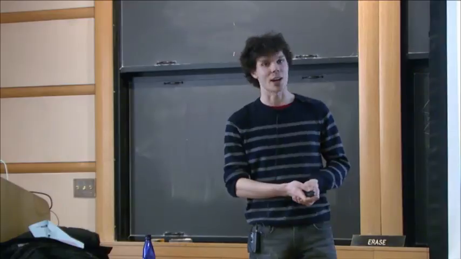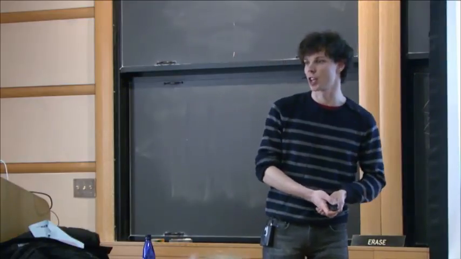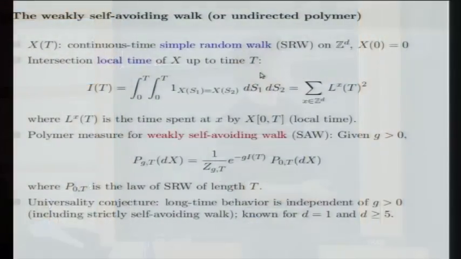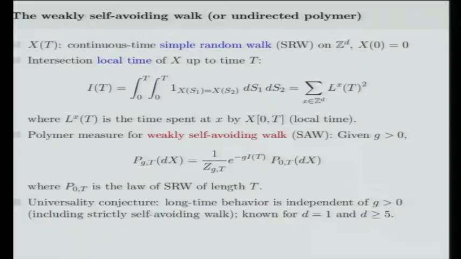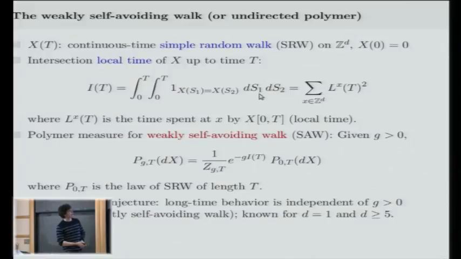These are undirected polymers, and there's also no random environment. It turns out that for us it will be convenient to take a continuous time parameterization for these polymers, and they're on Z^d. So let X(t) be a simple random walk, and I always assume that walks start at the origin.